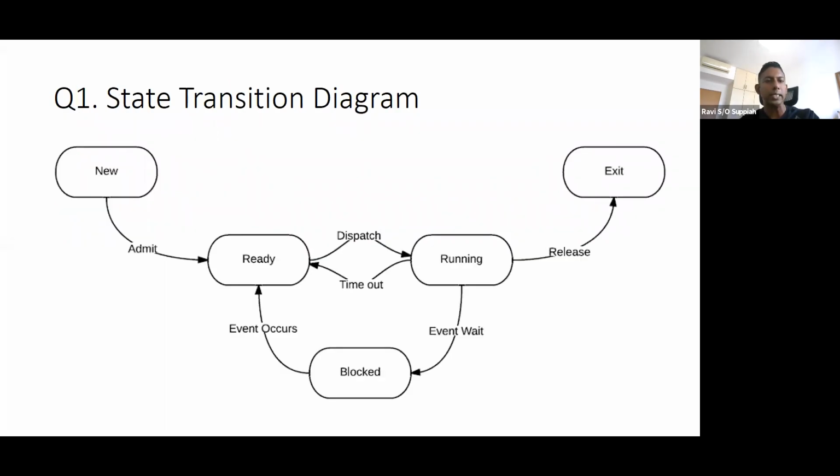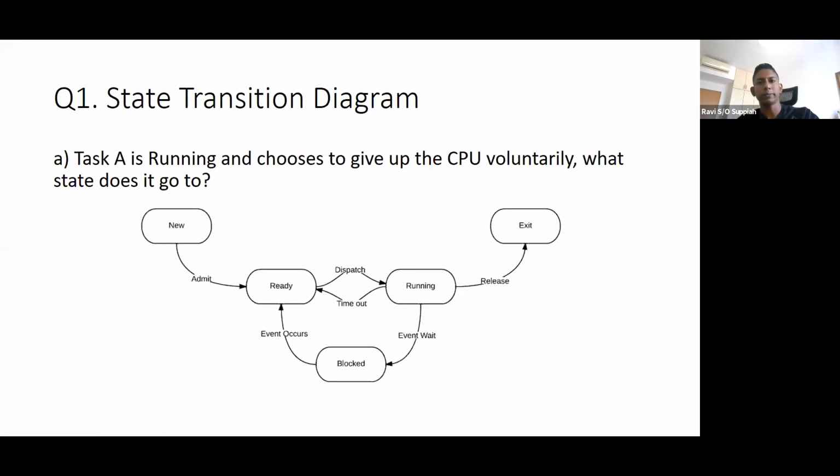Okay, so this is basically the state transition diagram that we just saw, where we have the different states and the transitioning between the different states for the task. Now let's look at the first scenario here. In this scenario, we are told that task A is running and it chooses to give up the CPU voluntarily. What state does it go to?